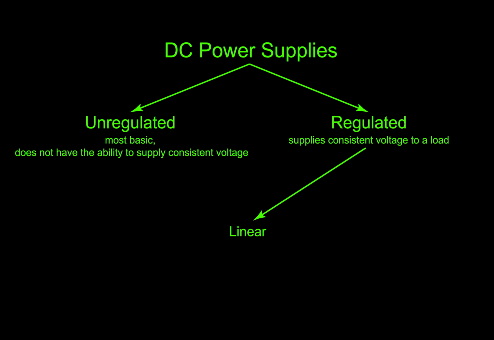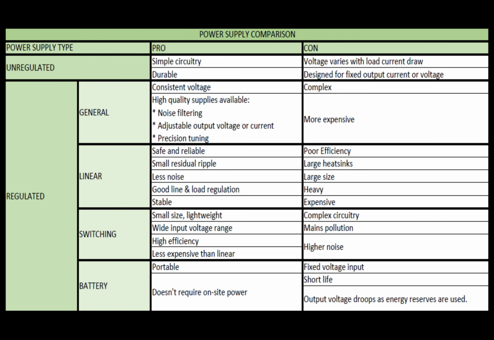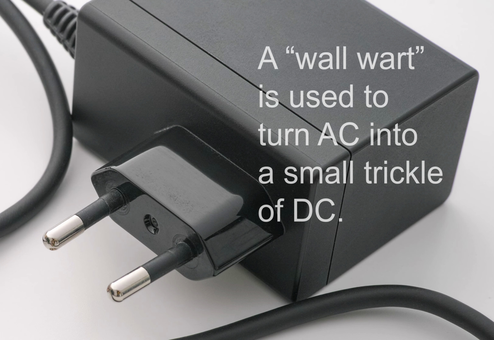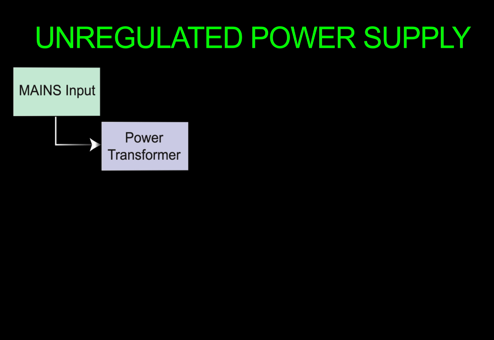Regulated supplies come in several options including linear, switching, and battery-based. Because unregulated power supplies do not have voltage regulators built into them, they are typically designed to produce a specific voltage at a specific maximum output current. The most common power adapter is nicknamed a wall wart and used to turn AC into a small trickle of DC. A power supply takes the AC from the wall outlet, reduces the voltage using an input transformer, typically stepping it down to the voltage required by the load, and converts it to unregulated DC.